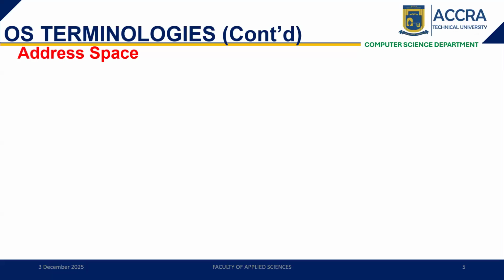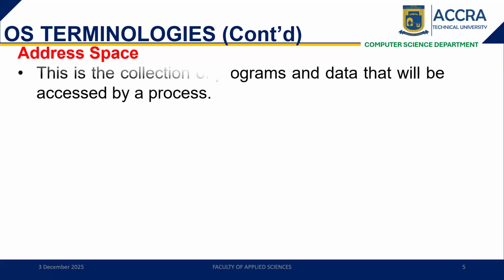Now there's another term we call address space. The address space is a collection of programs and data that will be accessed by a process as well. So if the process is going on, the operating system has created a process, and the process is linked to a particular job, and that particular job involves a job step for certain things to be done.